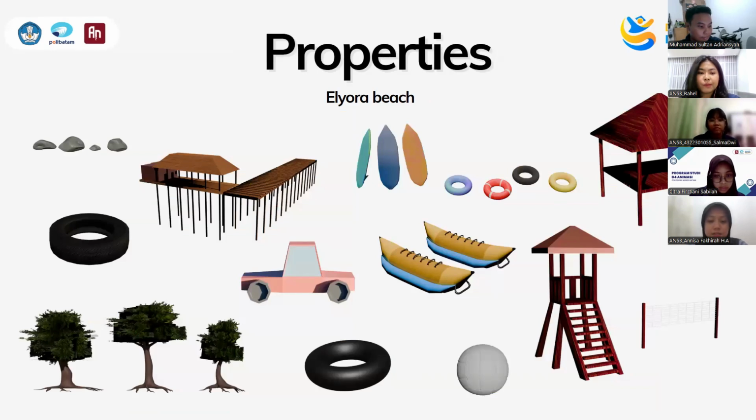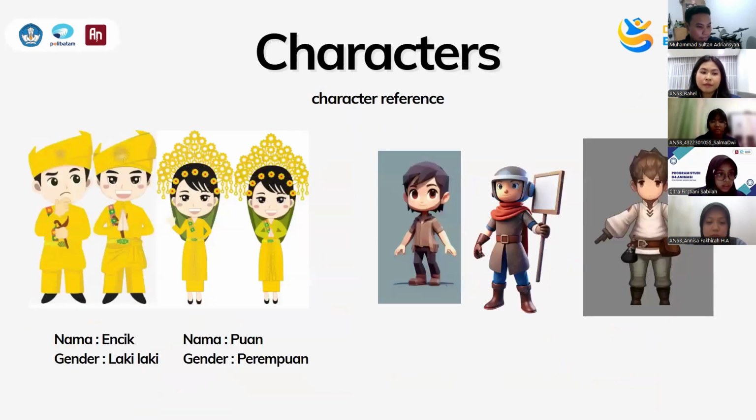In this slide, we can see some of the 3D properties created for Eliora Beach, such as cars, tire, volleyballs and nets, trees, rocks, lifeguard towers, surfboard, buoy, hood, banana boat, and gazebos. And the next slide will be presented by Rahel.